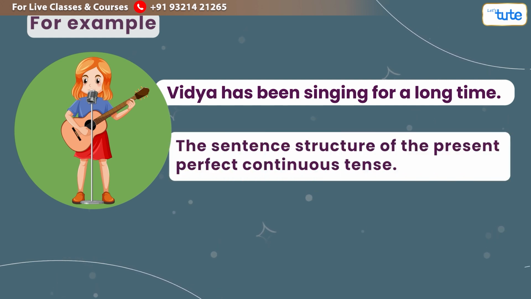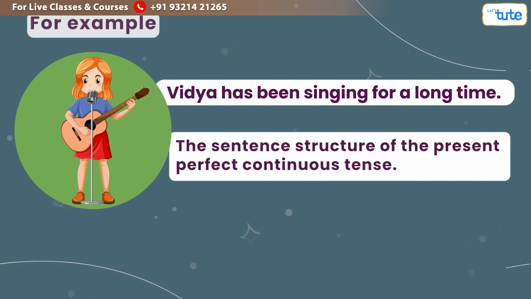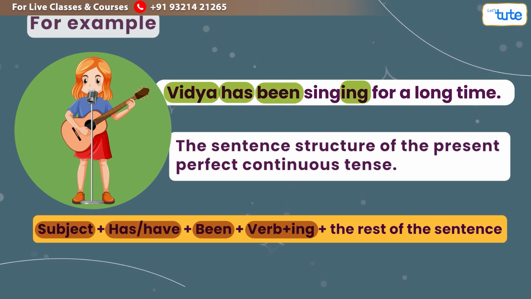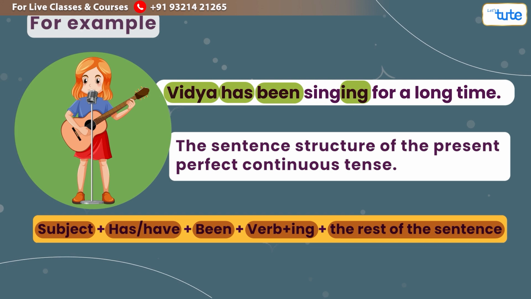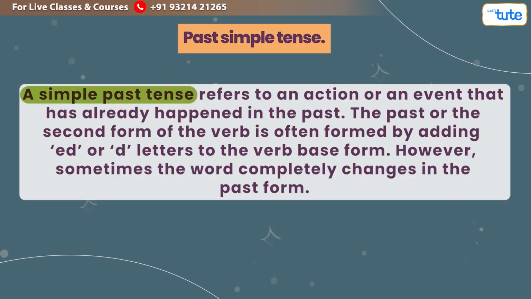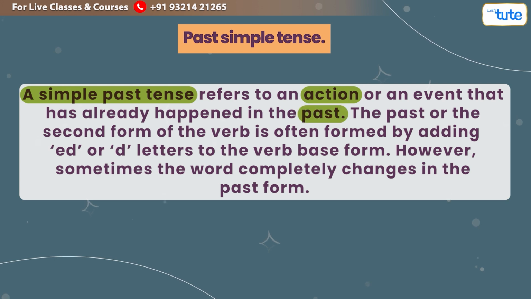The sentence structure of the present perfect continuous tense: Vidya has been singing for a long time, subject, has or have, plus been, verb ing, plus the rest of the sentence. Now let us look at the past simple tense. A simple past tense refers to an action or an event that has already happened in the past.